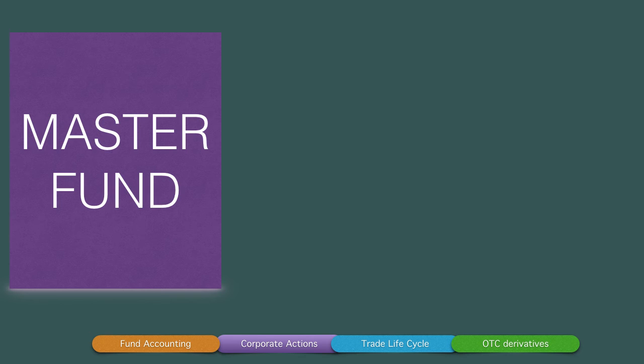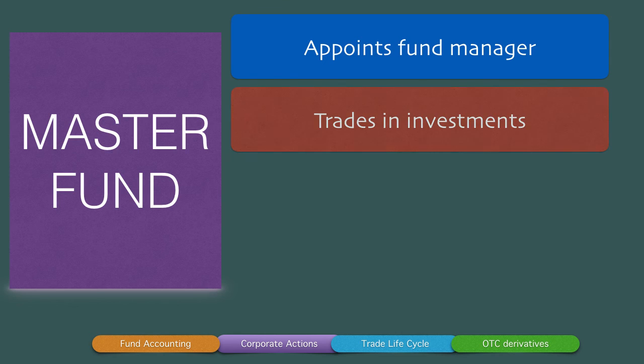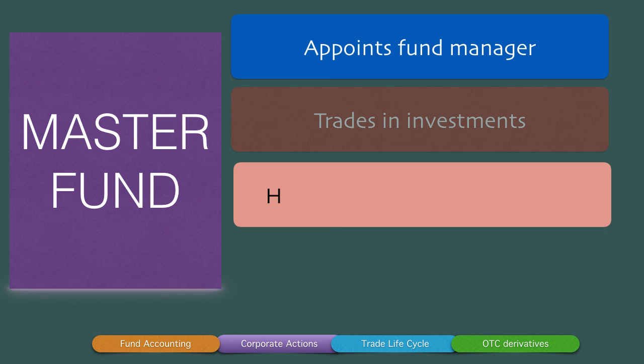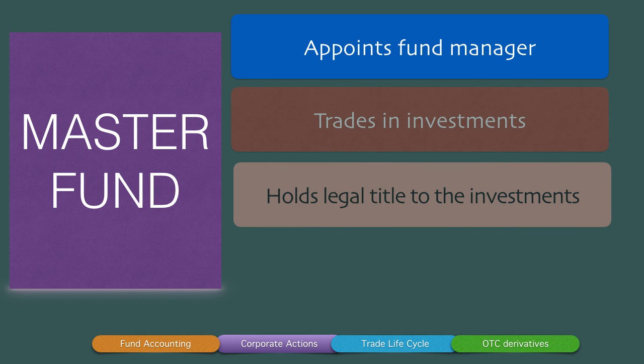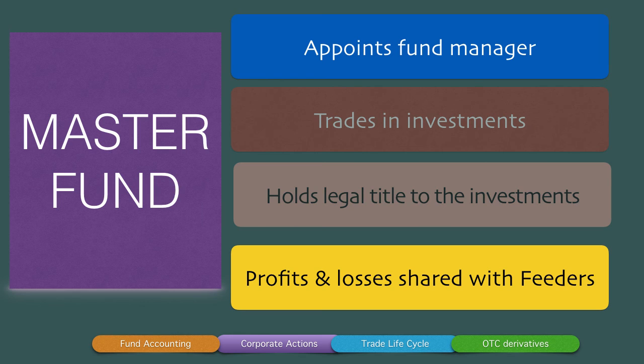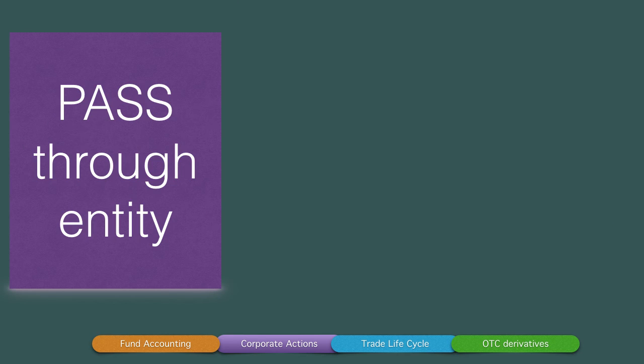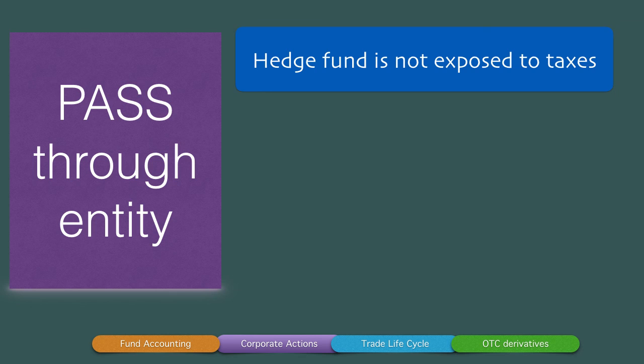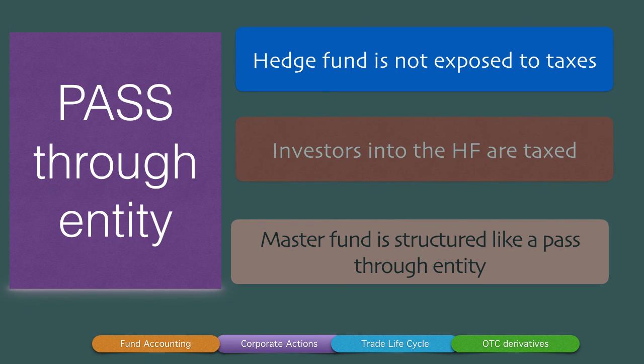The master fund collects all the capital from the feeder funds and trades in the investments. The master fund holds the legal title to the investments, so they are the legal owners of the investments. The master fund also passes on all the profits as well as losses to the feeders. So in short, the master fund is like an operating unit which has taken capital contributions but makes all decisions with regards to the investment on behalf of the feeders. The master fund appoints the fund manager. The master fund could be a pass-through entity in which the investors into the hedge fund are taxed. The master fund itself is not directly taxed and is not exposed to taxes. The master fund is structured like a pass-through entity.